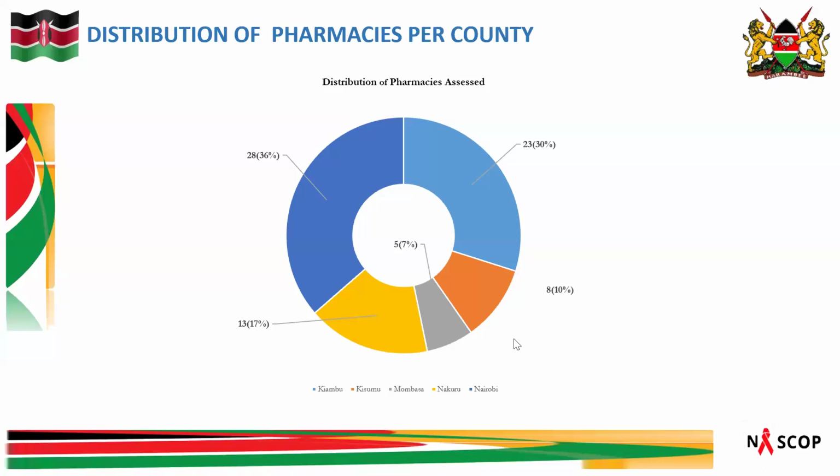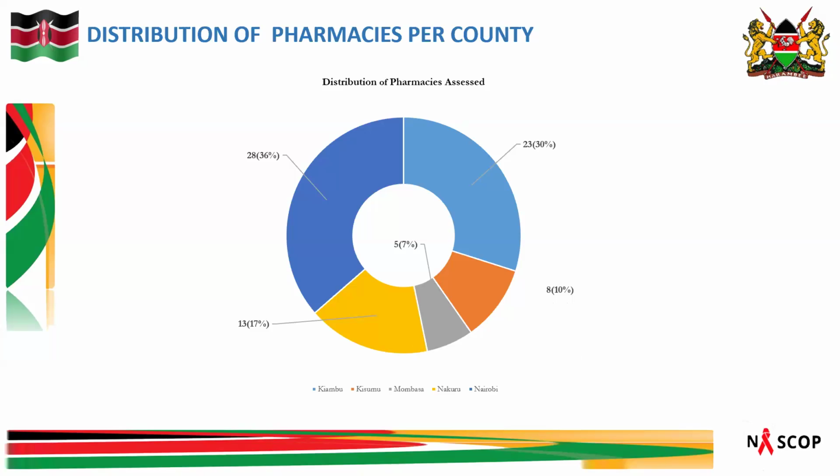this is the distribution of the pharmacies. In Kiambu, we had 28 pharmacies which expressed interest. Kisumu, 13. Mombasa, we had 7. Nairobi, we had 28, and Kiambu, we had 23, and then Nakuru, we had 8 of them. So we were looking to get 10 pharmacies per county, and this is what we were able to check.